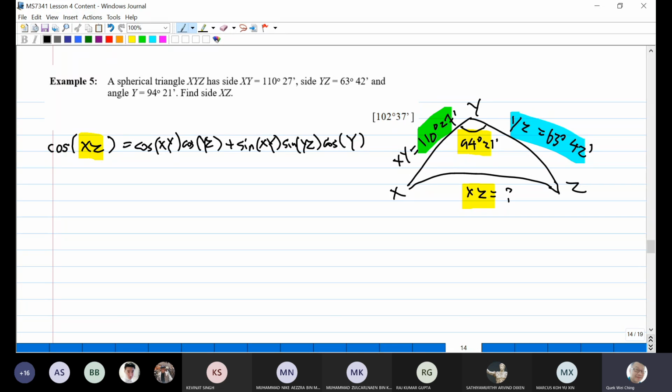I use color code to show you how they correspond. So Y is the yellow one, the angle. The other ones are the two sides here. So I use YZ here for blue color, and then this is the green color one.